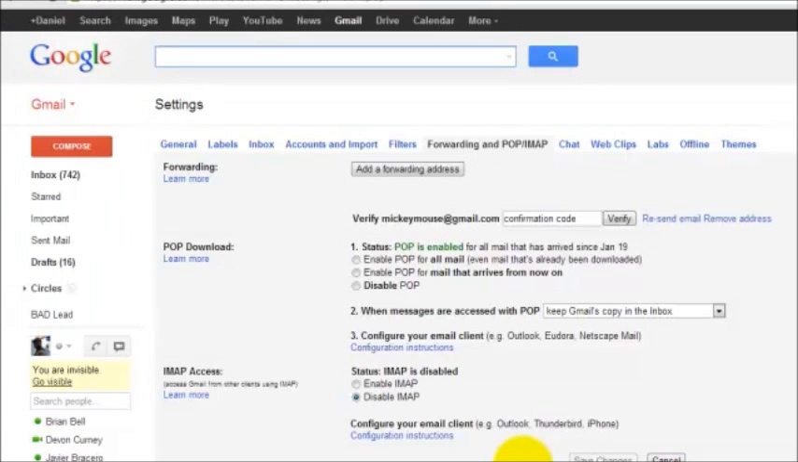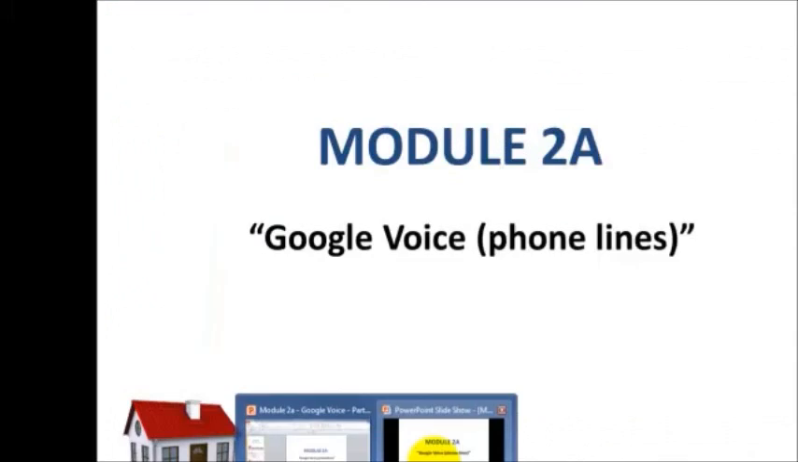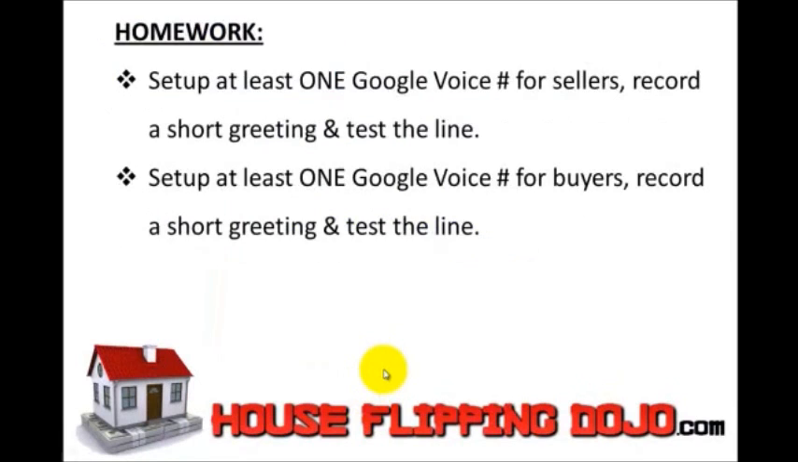Real quickly, I actually have a homework assignment for you. So let's go ahead and look at it. The first homework assignment is to set up at least one Google Voice number for your sellers, record a short greeting, and then test the line. Just give it a call and make sure everything is working well.